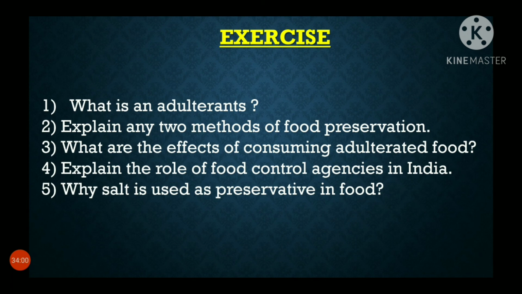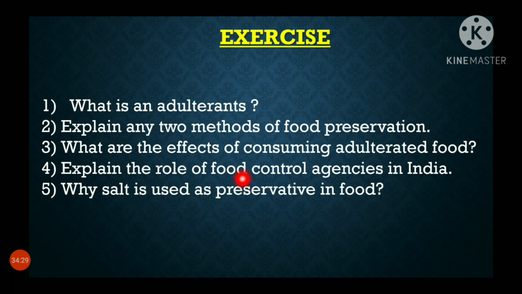After the lesson, students, I hope you are clear with the nutrition and health lesson. This is part 2, and part 1 also you are thorough. Now it is exercise time. What is an adulterant? Explain any two methods of food preservation. What are the effects of consuming adulterated food? Explain the role of food control agencies in India. Why is salt used as a preservative in food?